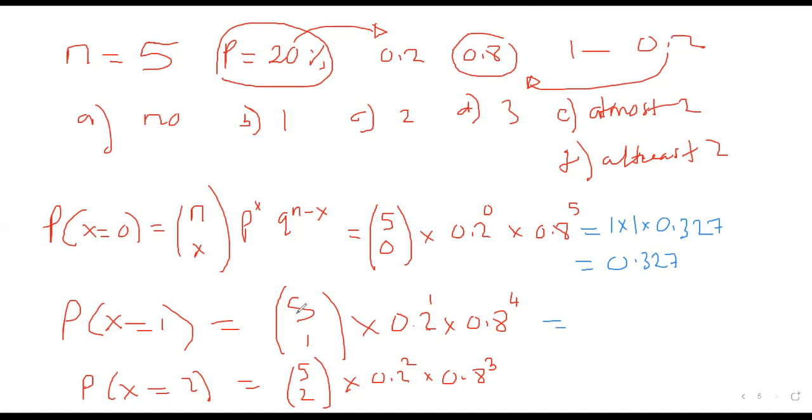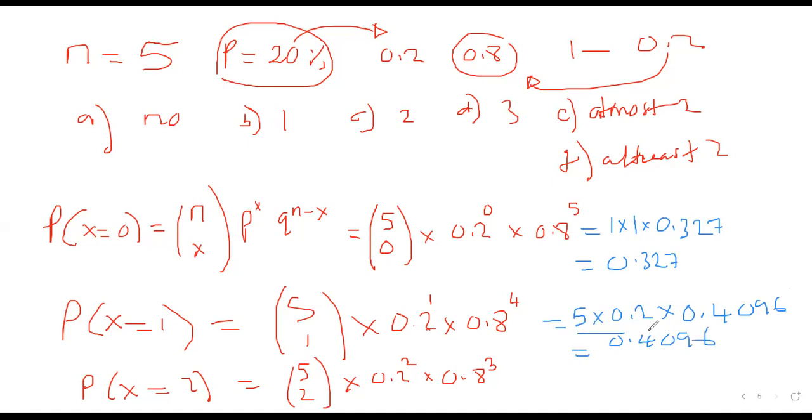Then here, what is 5 combination 1? It's 5. A number combination 1 is that number itself. What is 0.2 to the power 1? It's 0.2. What is 0.8 to the power 4? Quickly. 0.8 to the power 4. 0.4096. So when you multiply all that, the final answer is the same, 0.4096.